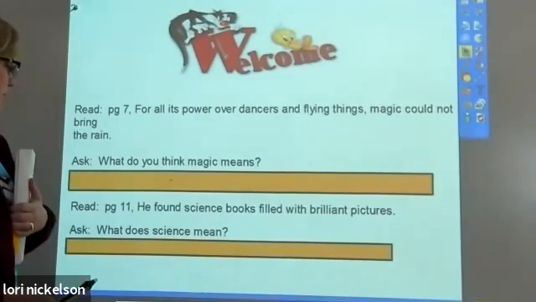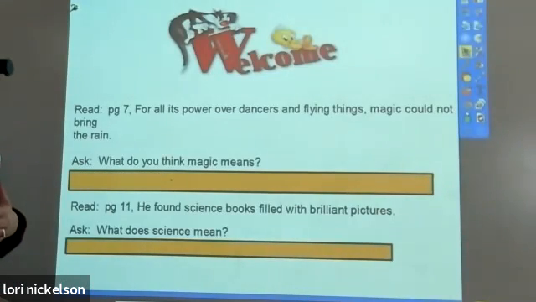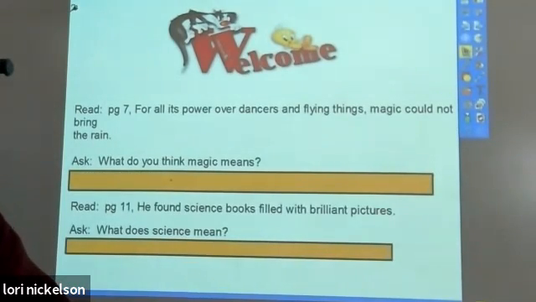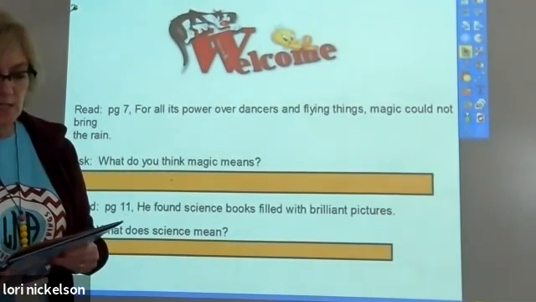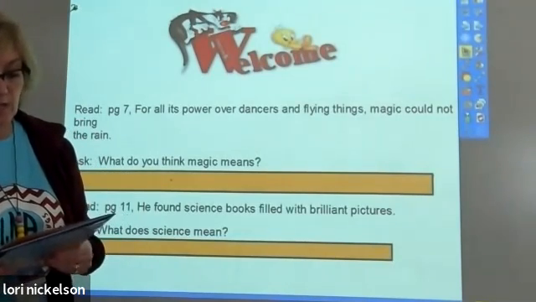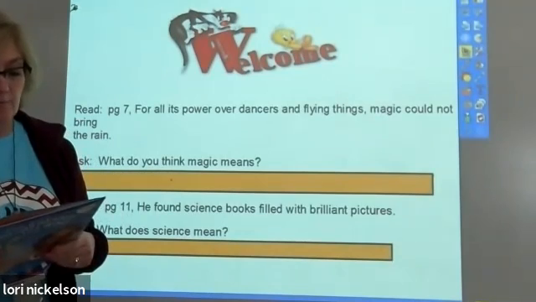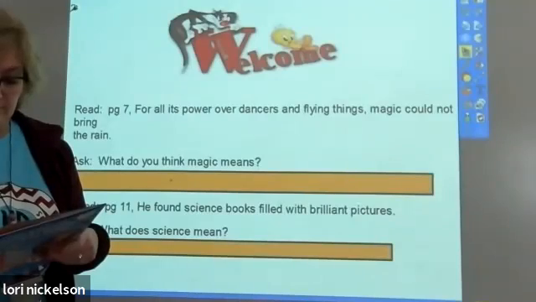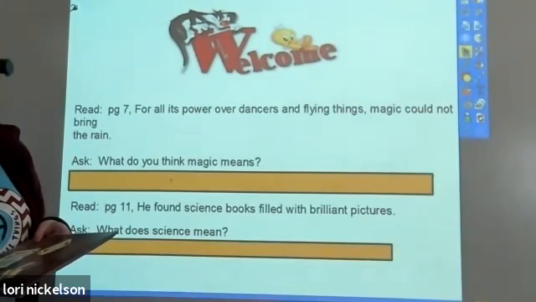Okay, so let's look at page 11. Page 11 says, he found science books filled with brilliant pictures. With his English dictionary close by, William put together how engines moved those big trucks and how radios pulled their music from the sky. But the greatest picture of all was a machine taller than the tallest tree with blades like a fan.